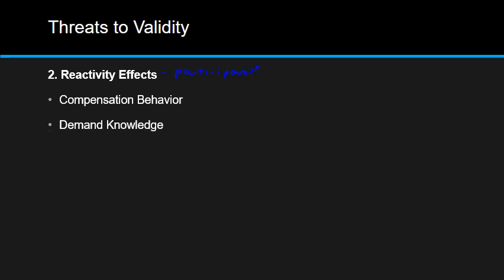That's the next one, demand knowledge. This is where participants provide answers that they think the researcher wants to hear or know. So researchers try to make it, see, the thing is, with IRB, you have to tell people what you're studying, but you also have to not be so upfront about it, because otherwise people start to provide answers that they think you want to hear, okay?